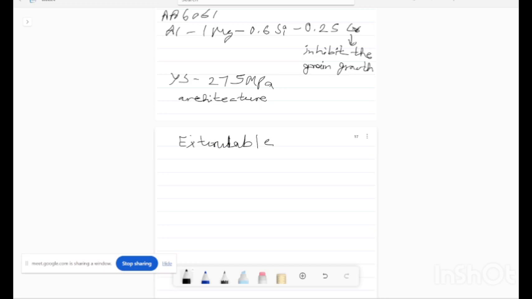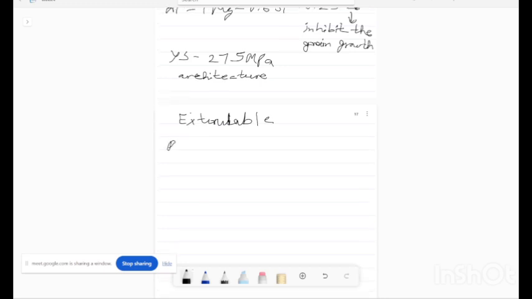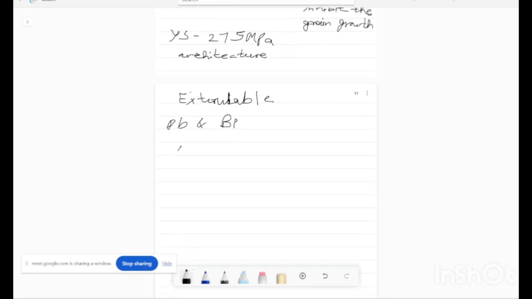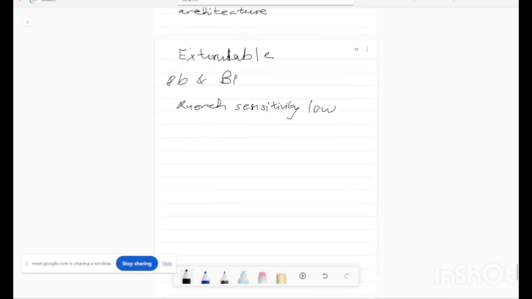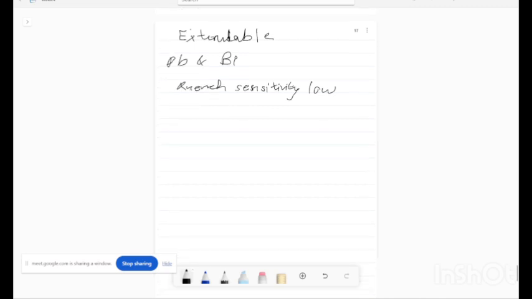Next, in the 6000 series alloy, lead and bismuth are added in a small amount to improve the machinability further. It has the low quench sensitivity that is useful in quenching from high temperature of this alloy. Means the quenching from the high temperature will result in no residual stresses and no cracking in this 6000 series alloy.